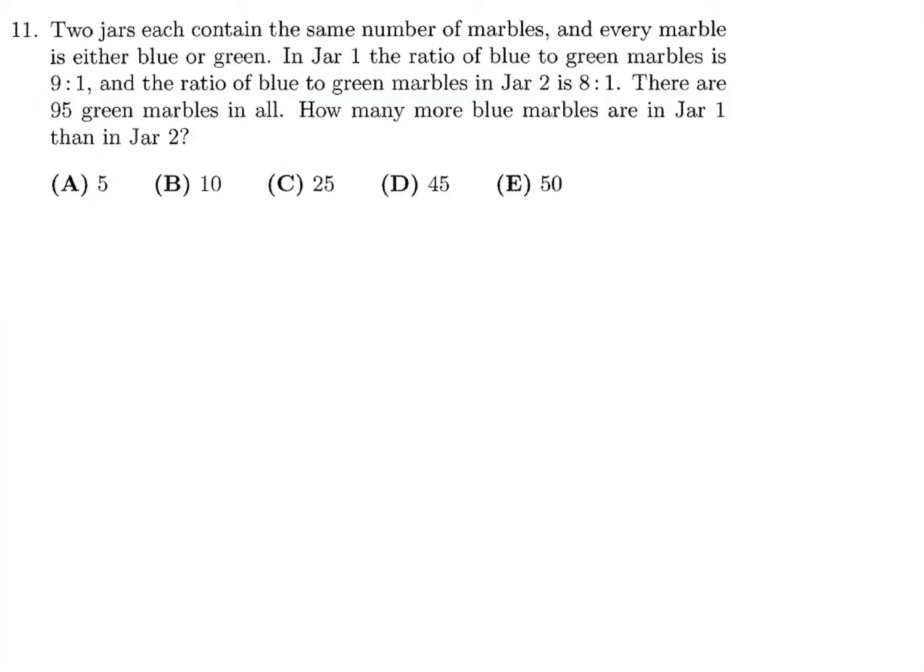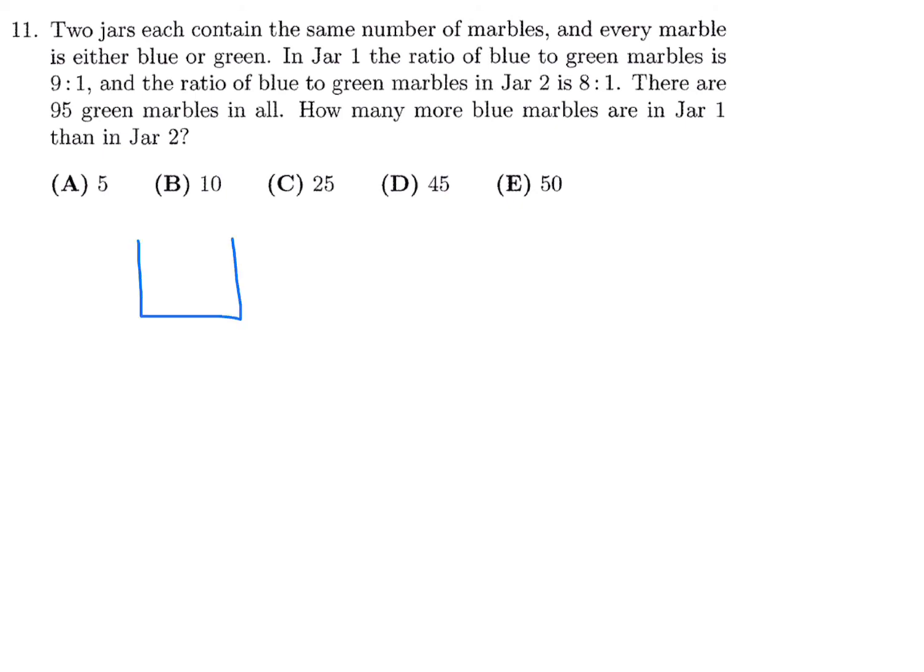Two jars each contain the same number of marbles, and every marble is either blue or green. In jar 1, the ratio of blue to green is 9:1. The ratio of blue to green in jar 2 is 8:1. There are 95 green marbles in all. How many more blue marbles are there in jar 1 than jar 2?